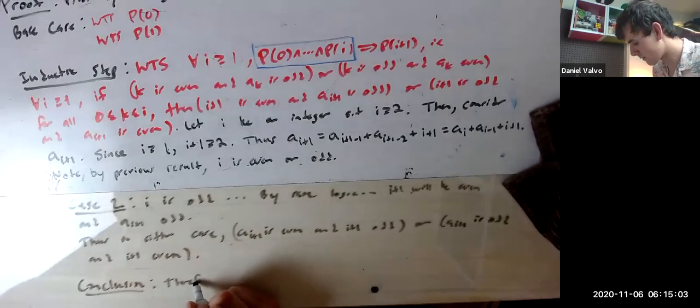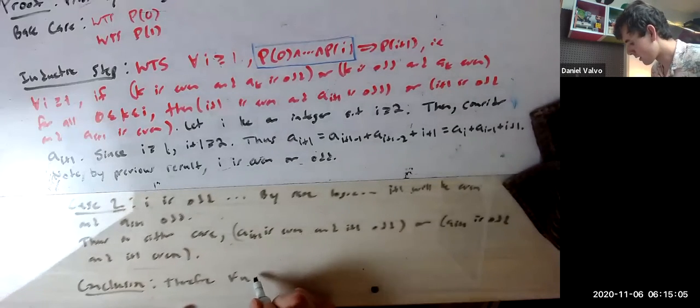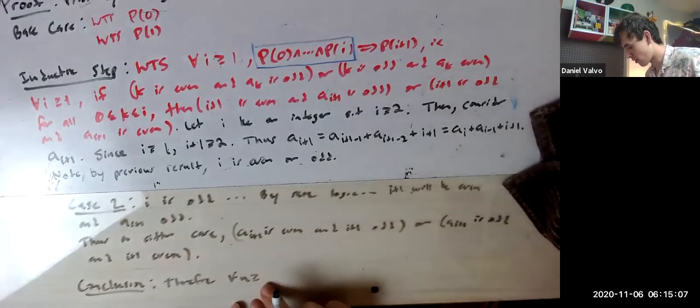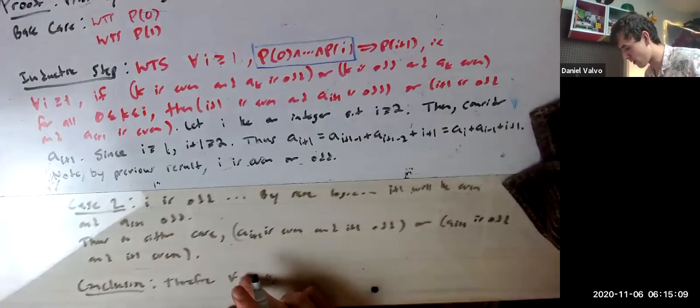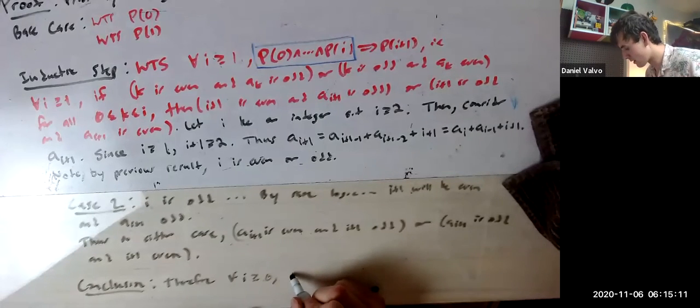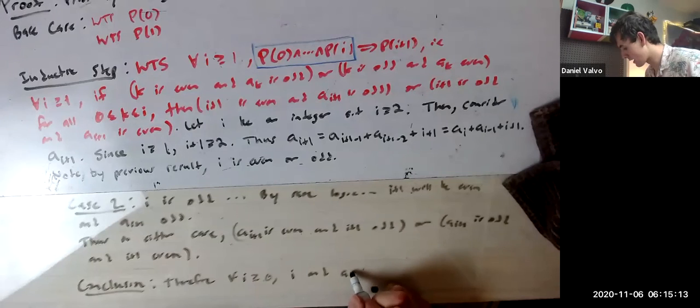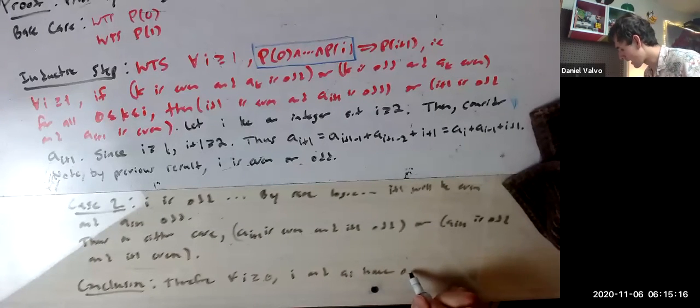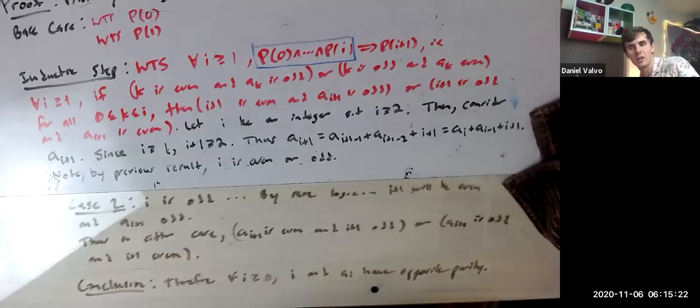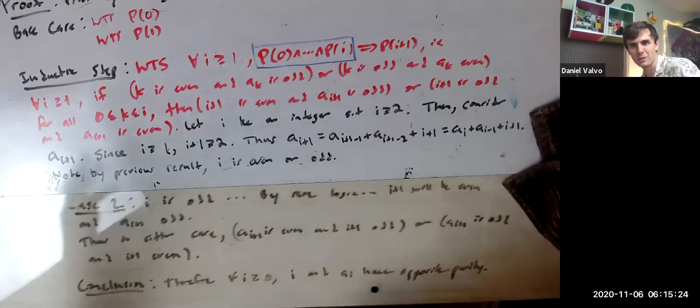Conclusion. Therefore, for all n greater than or equal to 0, or for all I greater than or equal to 0, I and AI have opposite parity. Meaning one's even and one's odd, or the first one's even, the next one's odd, or the first one's odd, the next one's even.